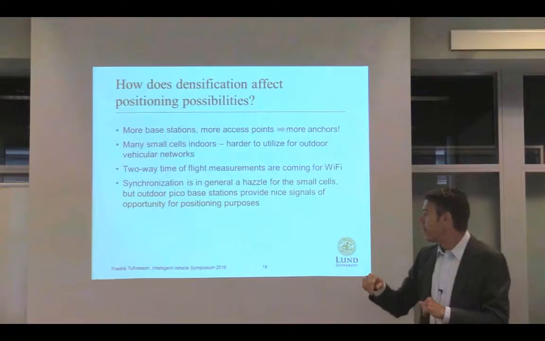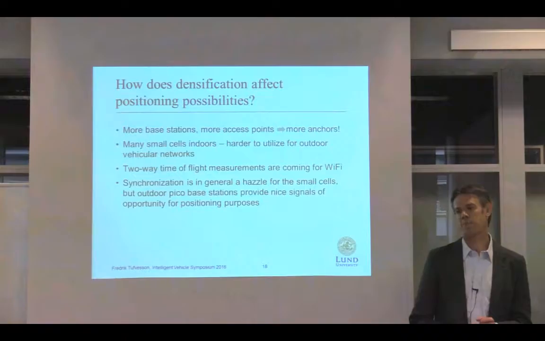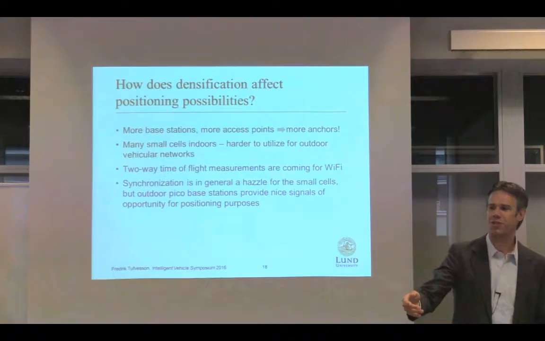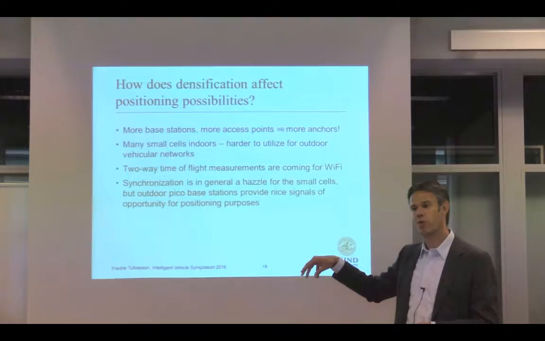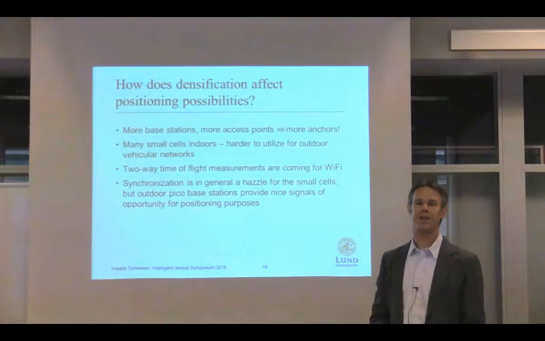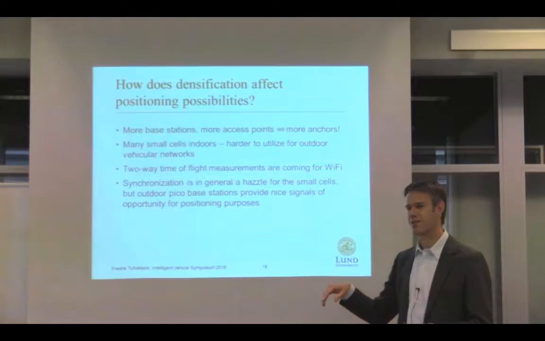Many of those cells, however, will be placed indoors and we are usually driving outdoors. So the strength of those signals will be quite weak. And if you look at modern buildings like this one, if you place an access point in here, there is very, very high attenuation through modern glass building materials. So the signal strength that we have out there from an access point in here is quite small.